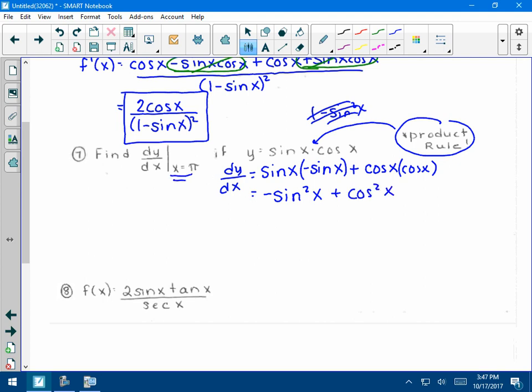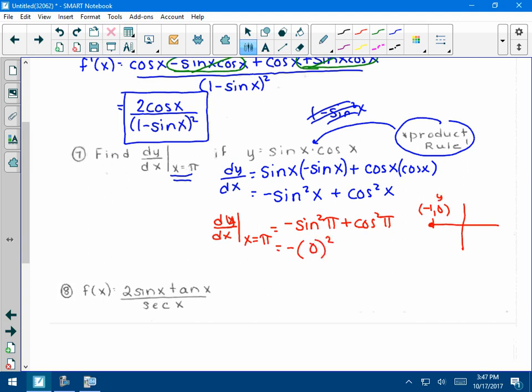Now this one wanted me to evaluate it specifically at pi. So the derivative, dy over dx, evaluated at x equals pi, would be negative sine squared pi plus cosine squared pi. And we got to evaluate that. Pi's over here. This is point -1, 0. So this is negative sine of pi. Sine is the y value, so that's 0 squared, plus cosine of pi is -1, again squared, because of these.